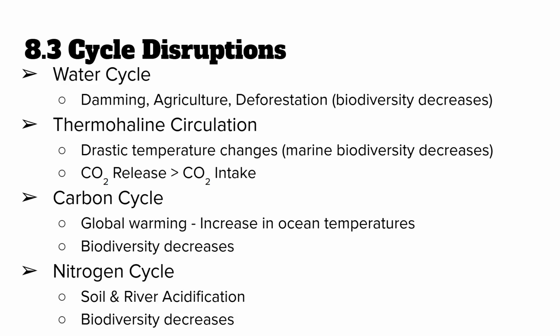The carbon cycle is going to be interrupted by global warming as things are living and dying differently, right? And as biodiversity decreases, we're going to see less organisms participating in the carbon cycle. The same thing will affect the nitrogen cycle, but we're also going to add soil and river acidification as the higher acidity is going to affect the bacteria.